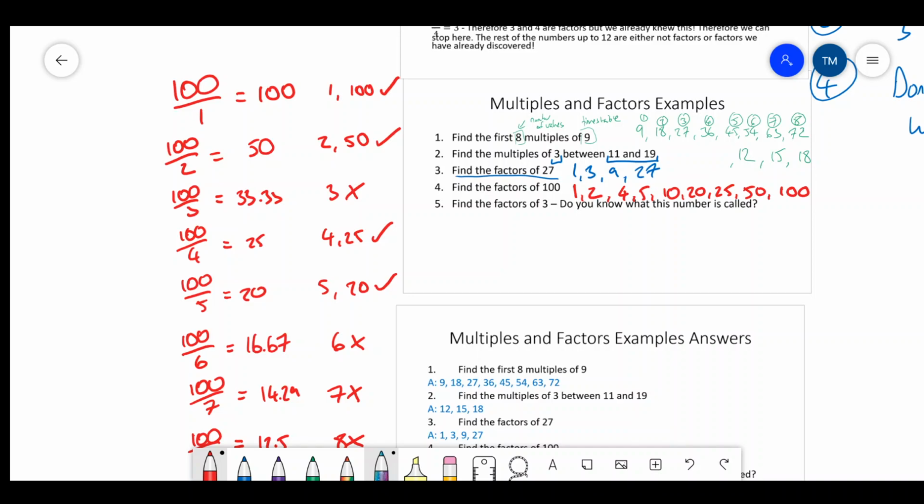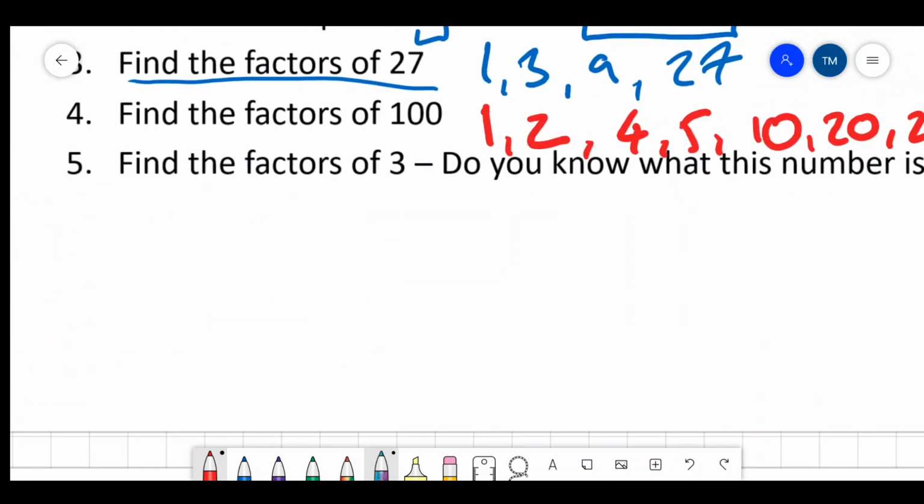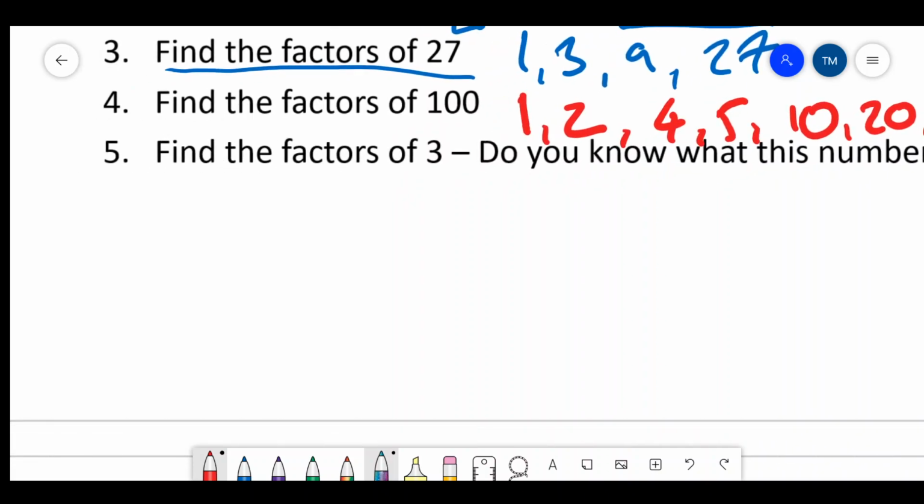And that is our answer for 4. So there's quite a lot of factors in there for 100. And the last question is find the factors of 3, and do you know what this number is called? So here, if we do 3 divided by 1, we get 3. So we've got 1 and 3 as factors.